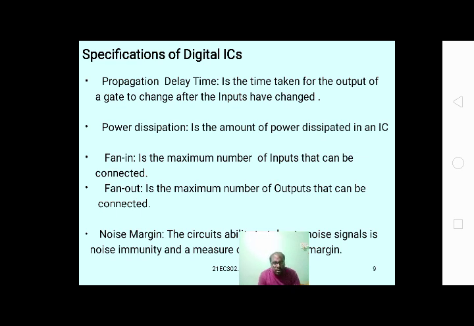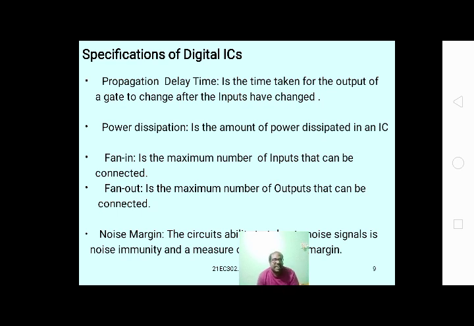I will tell you a simple thing also. The speed of a digital circuit is specified in terms of propagation delay time. It is the time taken for the output of a gate to change after the inputs have changed.